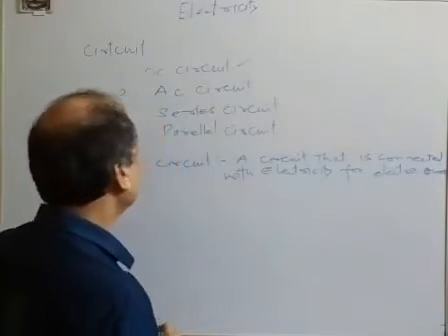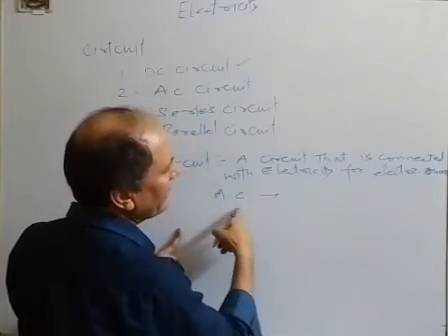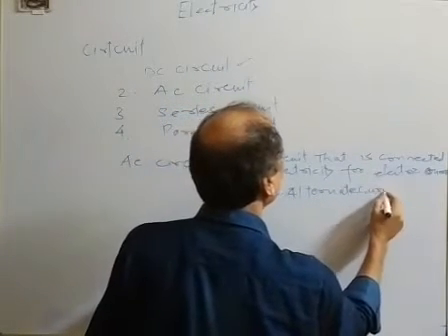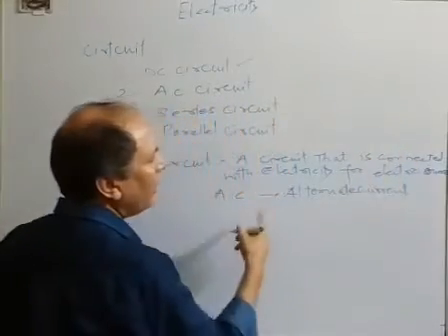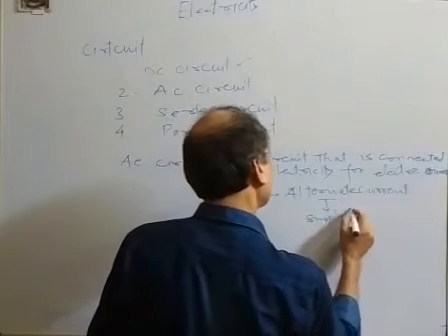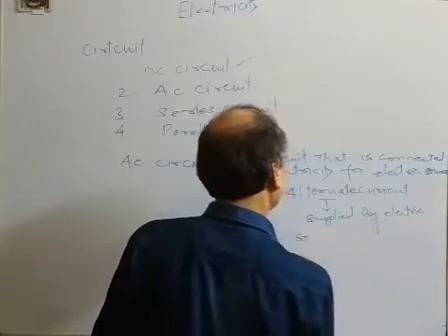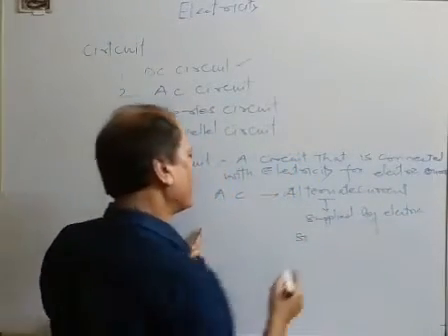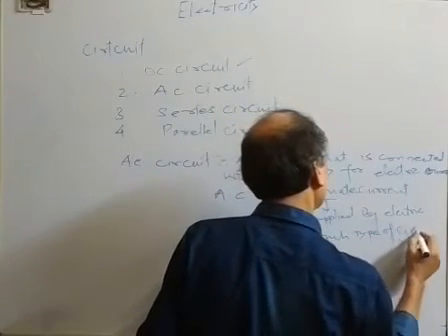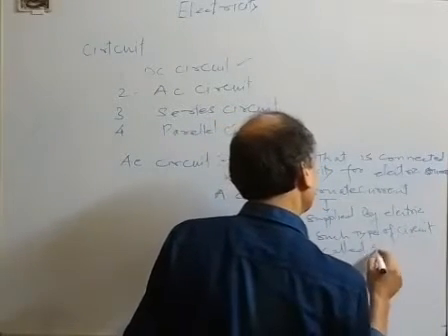In this situation, AC's full form is alternate current. Alternate current is supplied by electric supply. So such a type of circuit is called AC circuit.